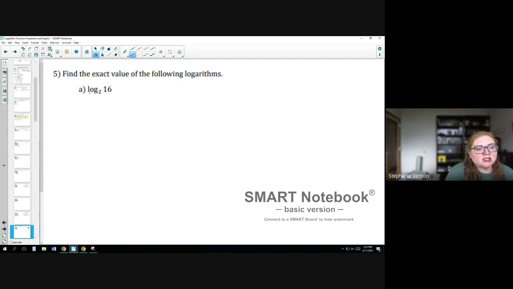So A says log base 2 of 16. What we're going to do is set that equal to x. I want you to pretend there's an equals x at the end of it. And now we're going to look at this as an equation. We're going to try to solve it.